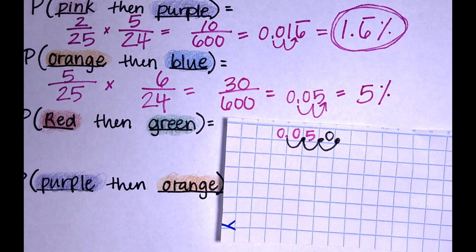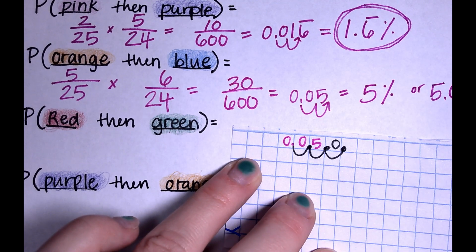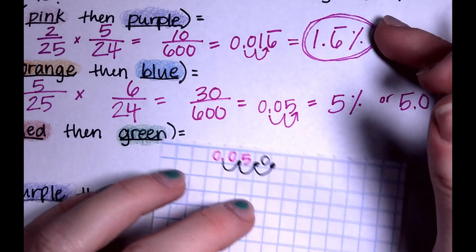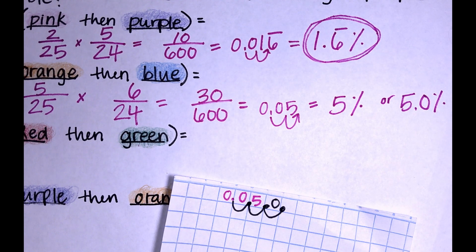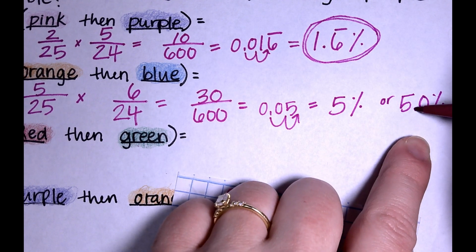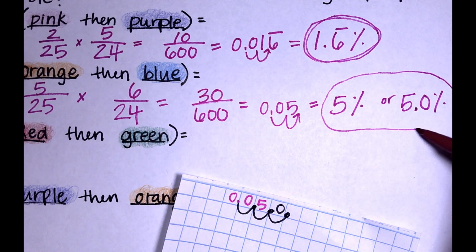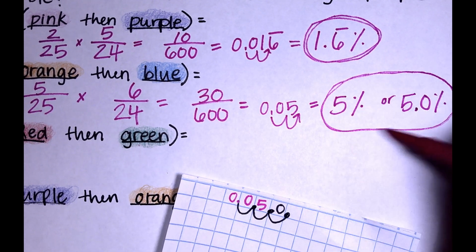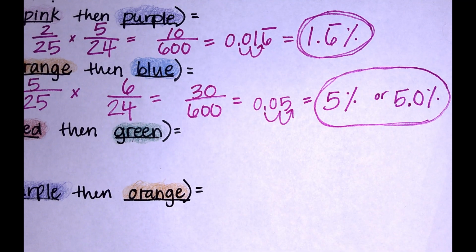If you wanted to be real accurate with it, you could say 5.0%. Both are fine. Okay. Perfect. Well, that's perfect too. Awesome. All right, there we go. 5% or 5.0. Good. Okay.